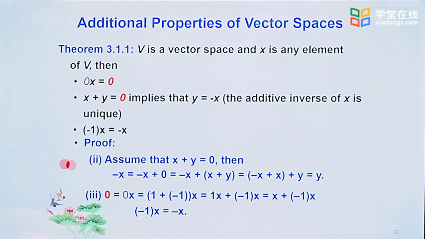Okay, so we showed these three conclusions, the additional properties of vector spaces. So 0 times x equals the zero vector, x plus y equals 0 implies that y equals minus x, and the scalar minus 1 times x equals the additive inverse of x, minus x.